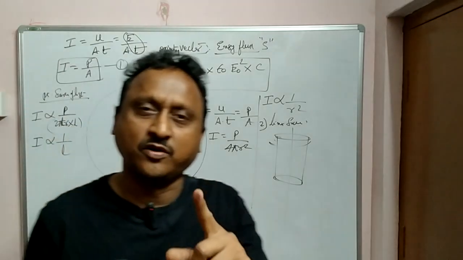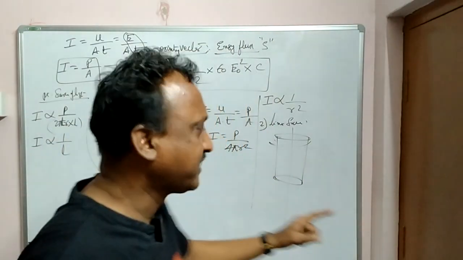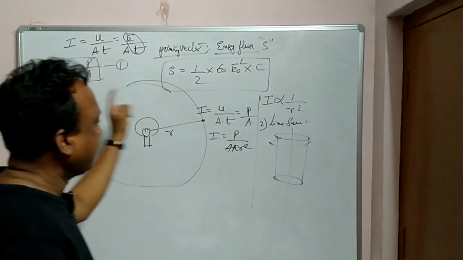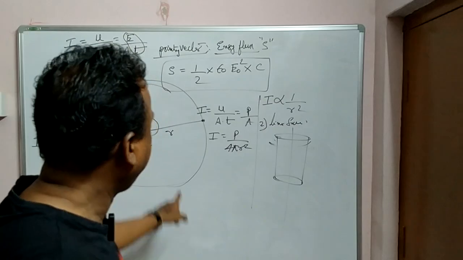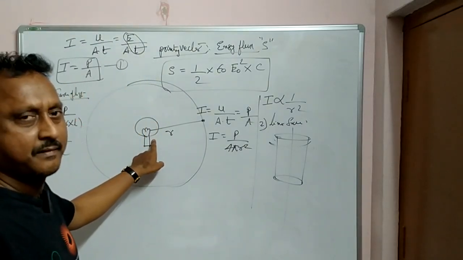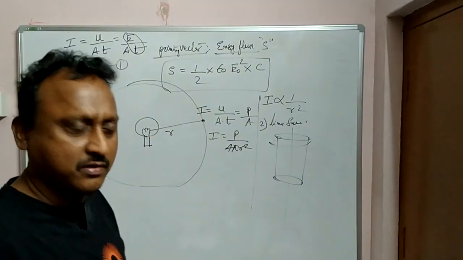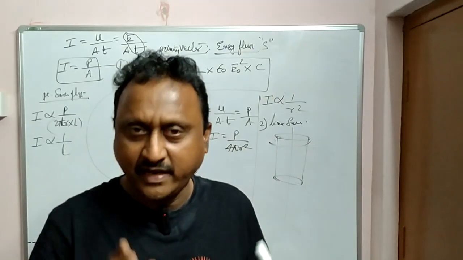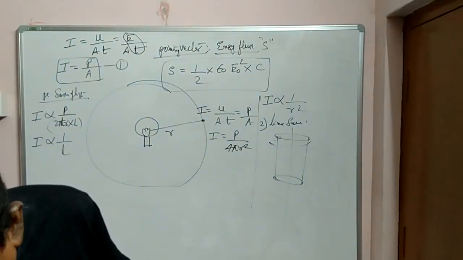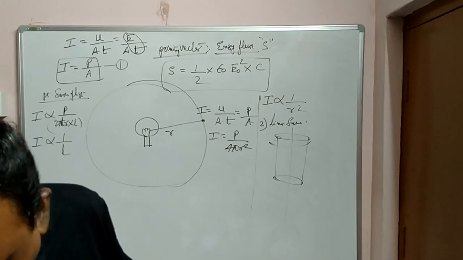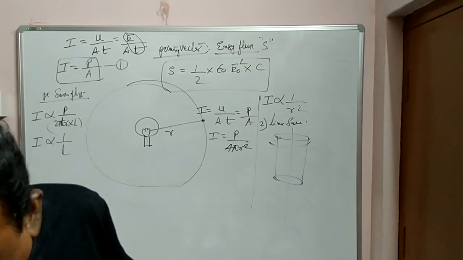So for a linear source, the intensity of electromagnetic waves is inversely proportional to length, and inversely proportional to the square of the radius for a point source of light, for example in the case of an LED bulb. And the formula is I is equal to P by A. Very, very important, please make a note, because it is asked regularly in the examination. Okay? Right.